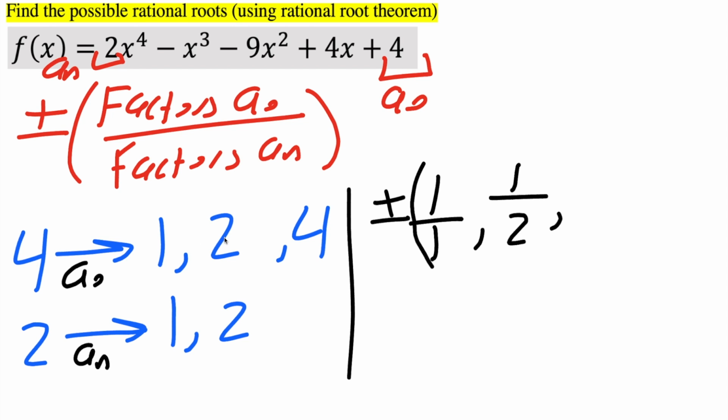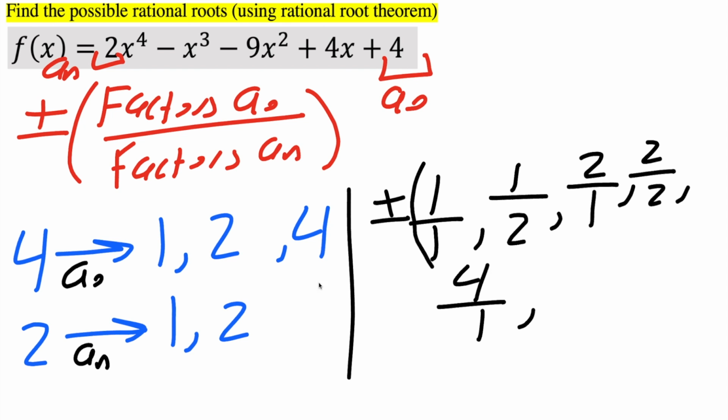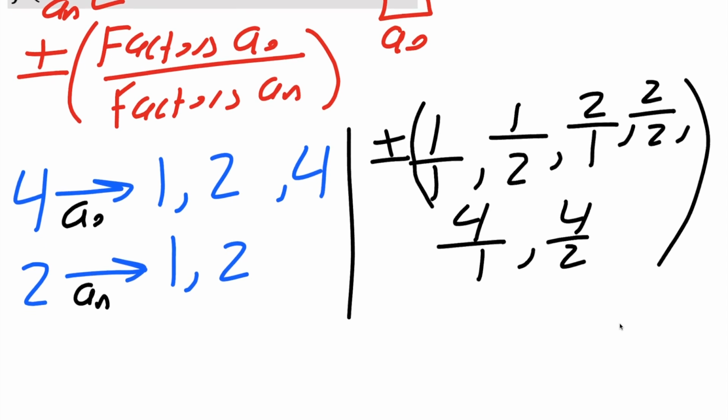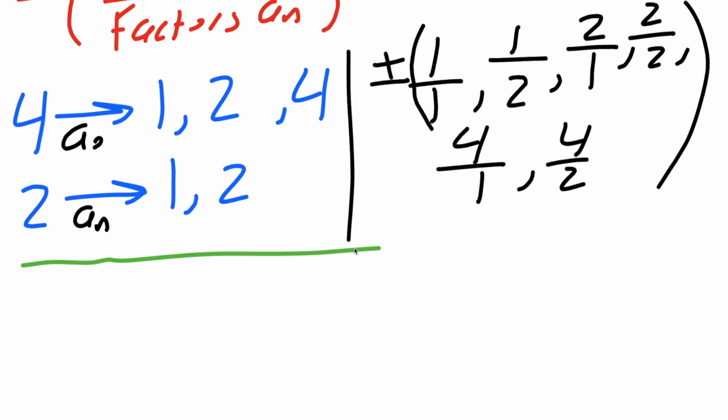So next we're going to do the next a sub 0, so 2. You could have 2 divided by 1, and 2 divided by 1 is going to give us 2. Then you can have 2 divided by 2, comma. We'll do the next one: 4 divided by 1, comma, 4 divided by 2. And next we're going to clean this up and simplify this a little bit.